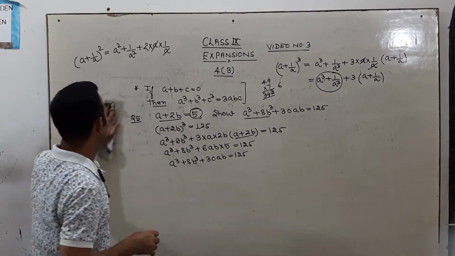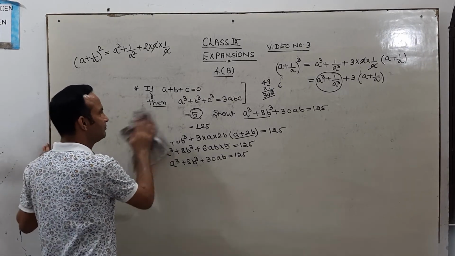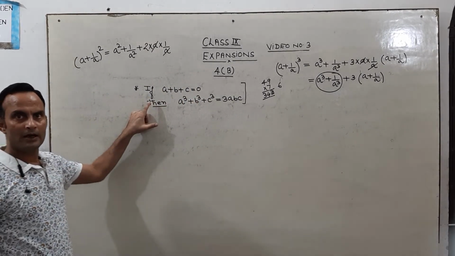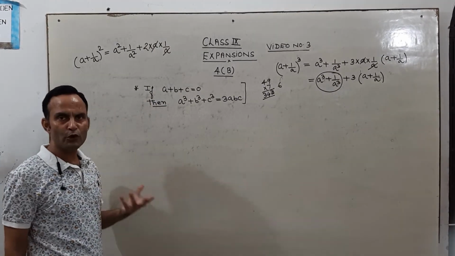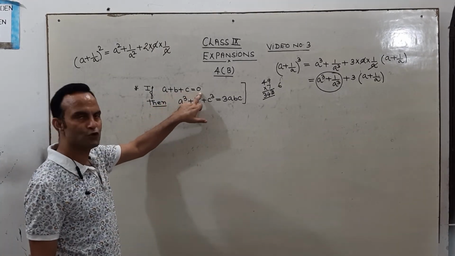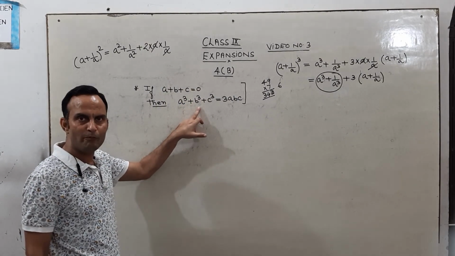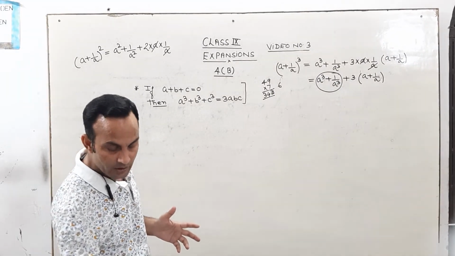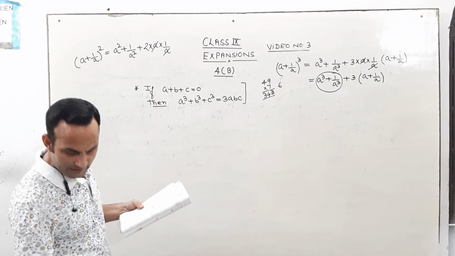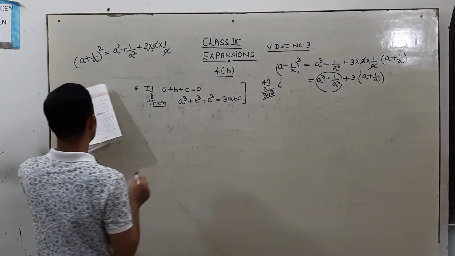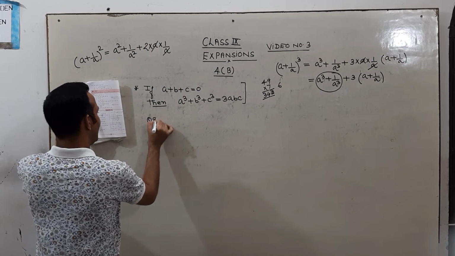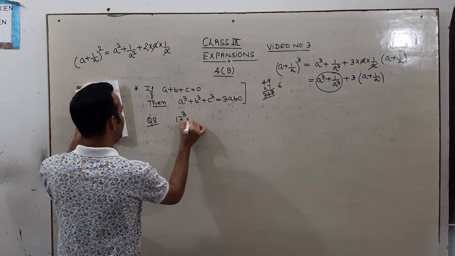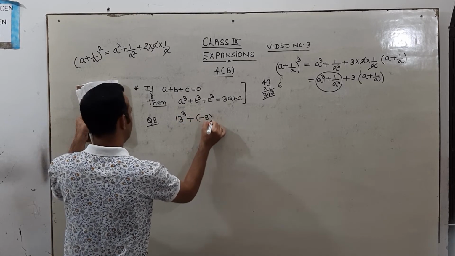Now, I am going to take the next problem, and the problem is based on this concept, my dear students. In the beginning of the video, I have already told you that whenever a plus b plus c is equal to 0, then the cube of a plus cube of b plus cube of c is always equal to 3 times of a, b, c. Means 3 is multiplied with a, multiplied with b, multiplied with c. This is question number 8, and the question is use property to evaluate.